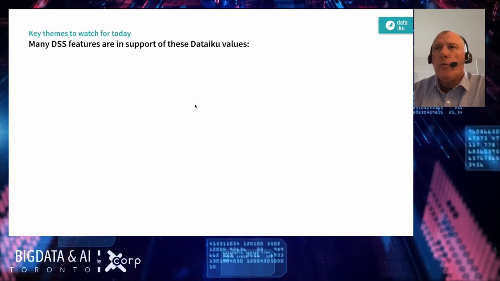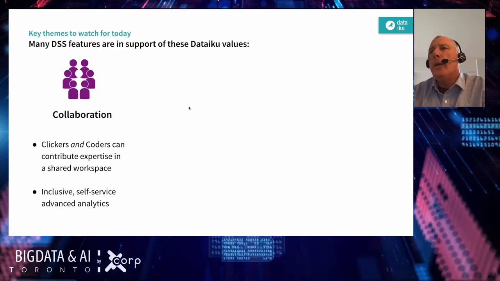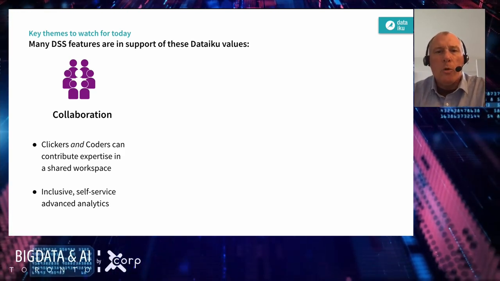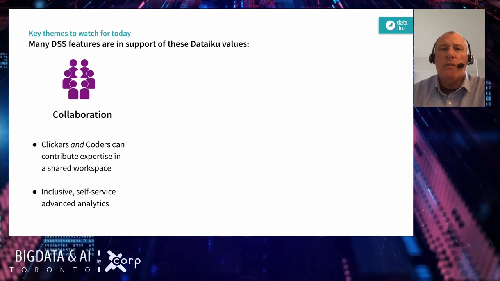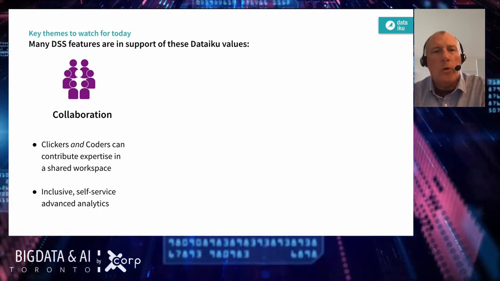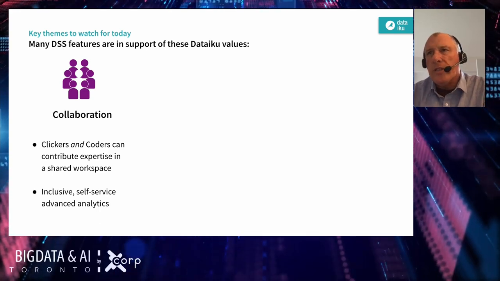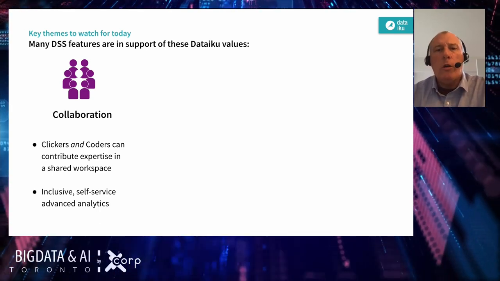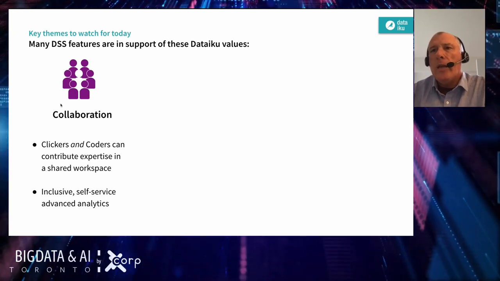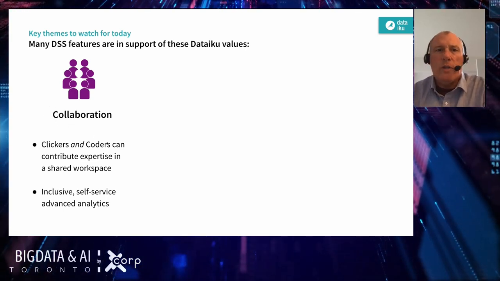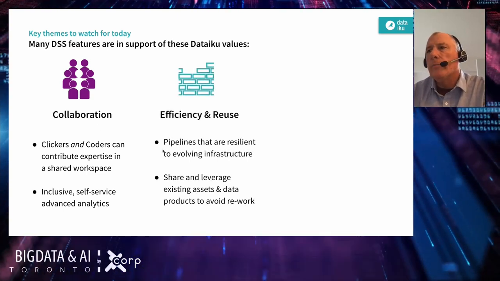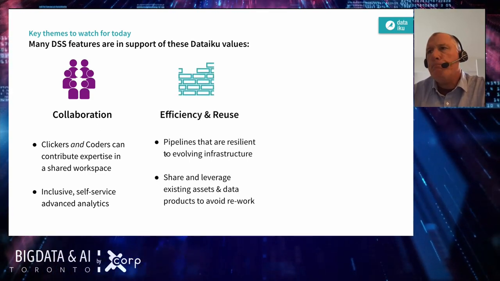So as I go through the platform, I just want you to keep in mind a couple key themes here. One is collaboration. So collaboration just allows different types of personas or people in your organization. You may have coders, non-coders, data engineers, business analysts, data scientists, all contributing their expertise to creating machine learning models. And Dataiku DSS allows those different personas to collaborate and contribute to the projects.